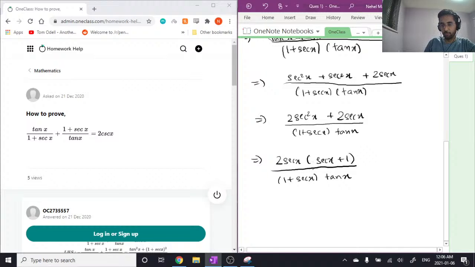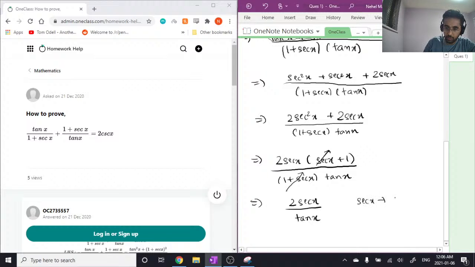These two terms in the numerator and denominator, secant x plus 1, are common, so we can go ahead and cancel each other out. So far we're left with 2 secant x over tan x. Now secant x is nothing but 1 over cos x, and tan x is nothing but sin x over cos x.